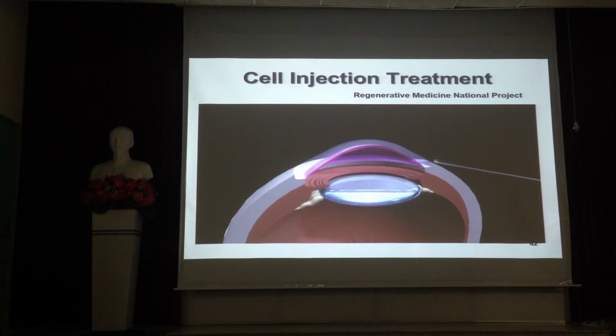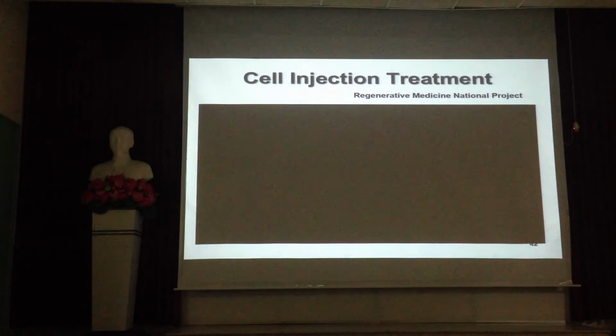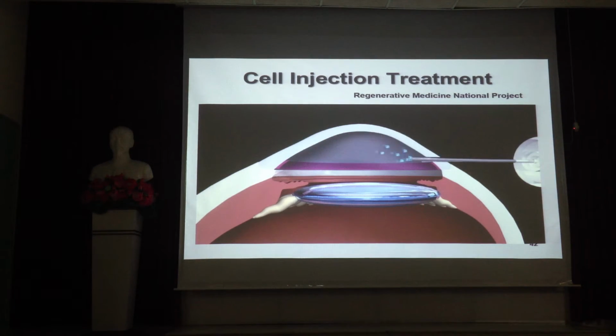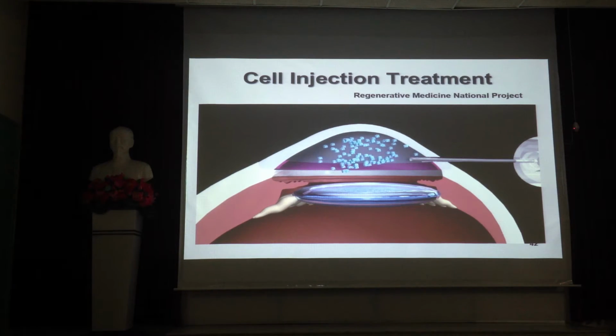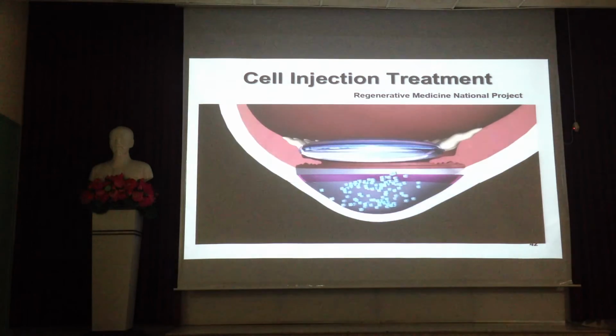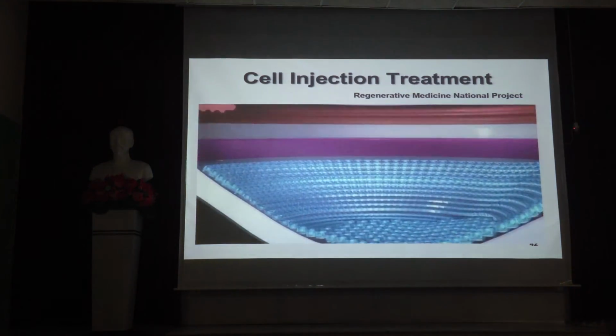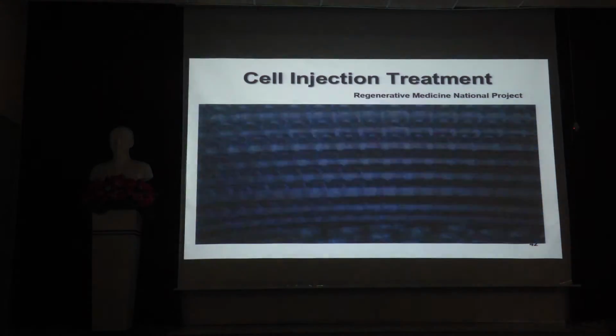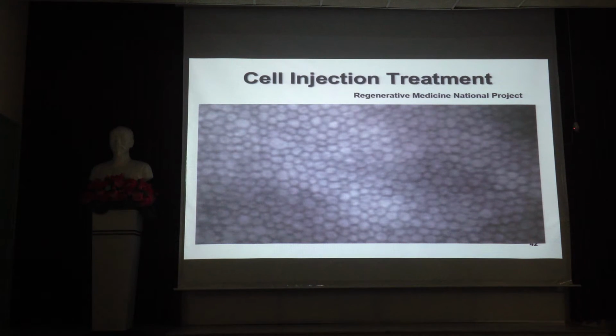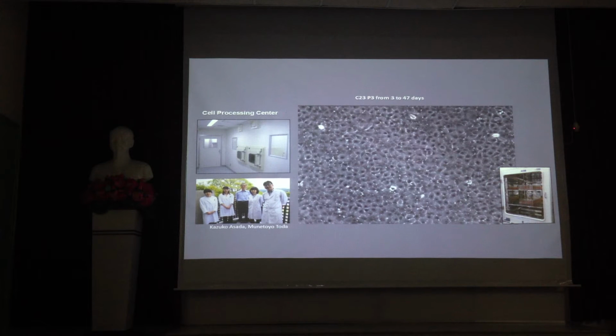Well, I'd like to show you our way of thinking in the future. Give me 5 more minutes or so. Cell injection: culture endothelial cells, inject them into the anterior chamber, and then have the patient hold the face-down position, and hopefully the patient's cornea will heal. Well, that will gradually become reality.